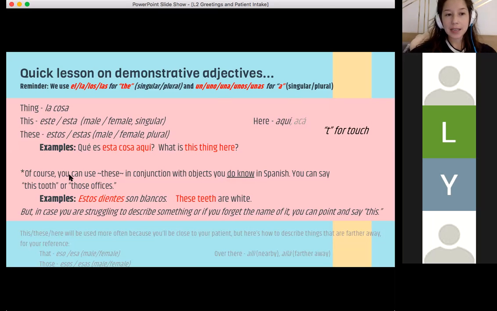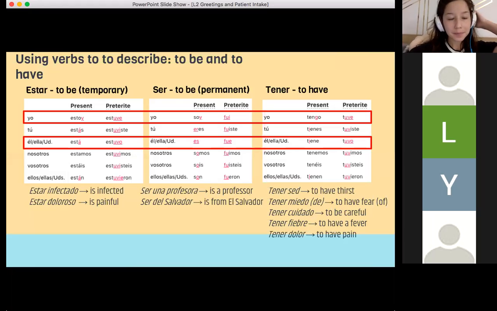Another nice thing about these and this, or este, esta, estos, estas, is that you can, like I said, use that with nouns that you do know, just to point to specifically which noun you're talking about. But yeah, these teeth are white. Estos dientes son blancos. Okay, more ways to describe things. So we have adjectives. We have a cheat way of trying to describe what noun you're using by using este, esta, or la cosa.